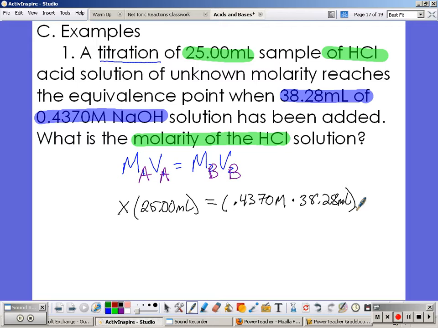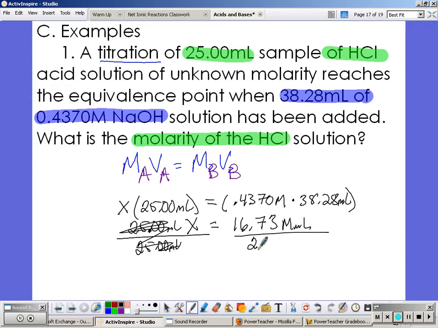So then we just solve for X. When I multiply, I end up with this, and then on this side I would have 25 milliliters X. So to get X by itself, I would divide by 25 milliliters, so that cancels this out. My milliliters will cancel, leaving me with molarity. And X would equal 0.6691 molarity.